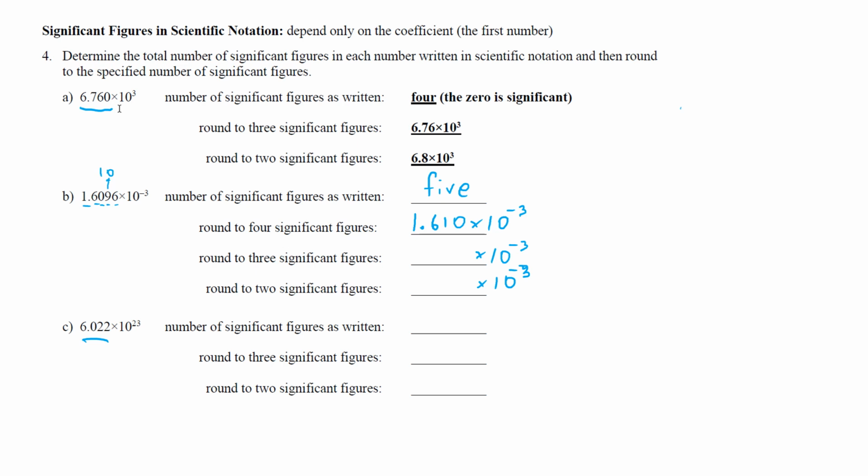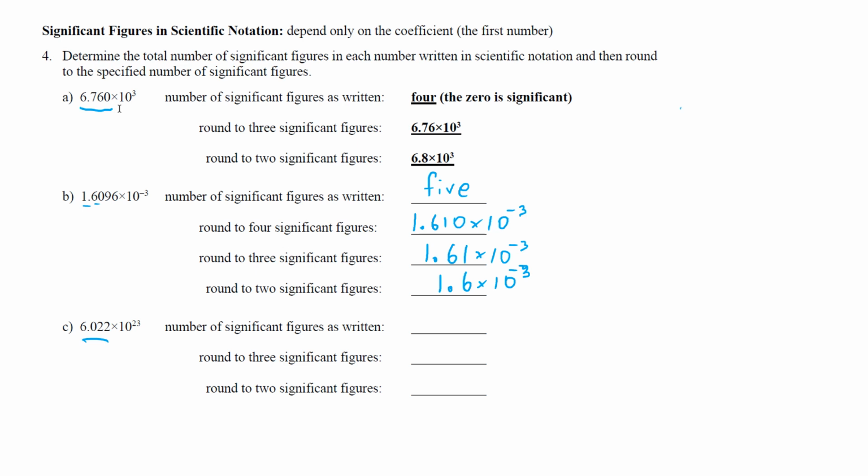If I round it to 3 sig figs, I'm going to keep the 160, round up based on the 9, so it's 1.61. If I rounded to 2 sig figs, the 1 and the 6 stay, and I round down, so it's 1.6 times 10 to the -3.